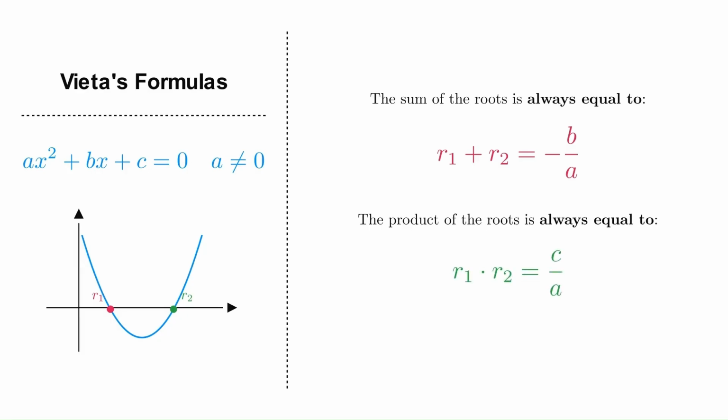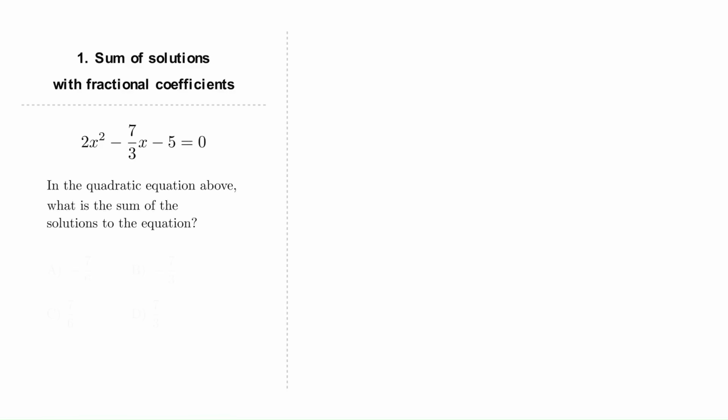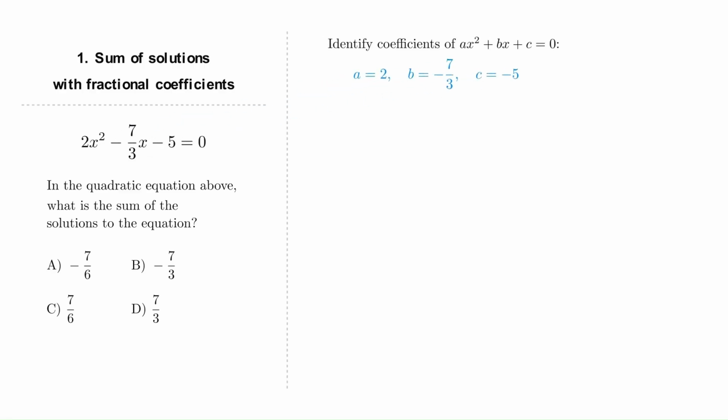These two formulas provide a quick way to analyze quadratic equations without factoring or using the quadratic formula. On the SAT, recognizing and applying these relationships can save valuable time and simplify many algebra problems. Let's begin our practice examples with a problem which asks to find the sum of the solutions of a quadratic equation with fractional coefficients. To begin, compare the equation with the standard form to identify the coefficients.